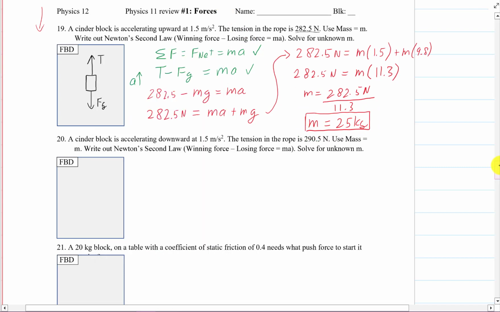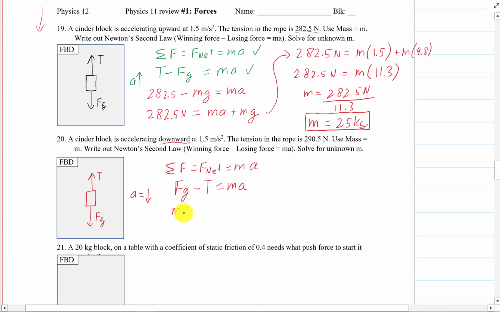Let's try and repeat it this time. This one is slightly different in that it's going downward at 1.5. So the free body diagram will look identical, but the force of gravity is down, and that one is winning. So acceleration is downward. Newton's second law, sum of the forces equals F net equals ma. And then we have force of gravity is winning minus the tension is equal to ma. Quite a bit different.